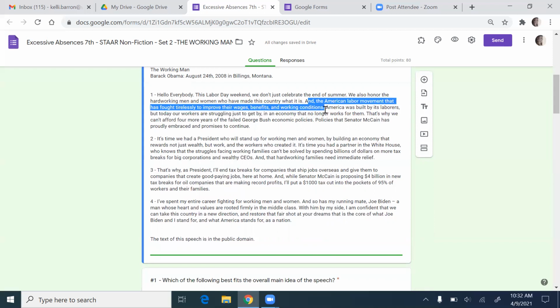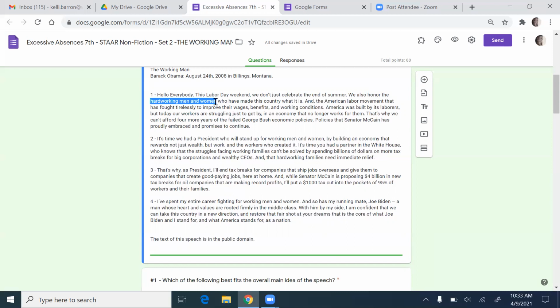So here we go. Here's how this gets hard. There isn't a clue in that sentence, and that's all they want to look at. The clue comes before: we honor the hardworking men and women who have made this country what it is, and the labor movement that has fought tirelessly to improve their wages, benefits. So the connection here is they're comparing the movement to the hardworking men and women it represents. So they're looking for their text evidence outside of the sentence that it's in. The thing that we teach is look at the sentence, and if you don't see that evidence, then you need to look at the sentence before and the sentence after.